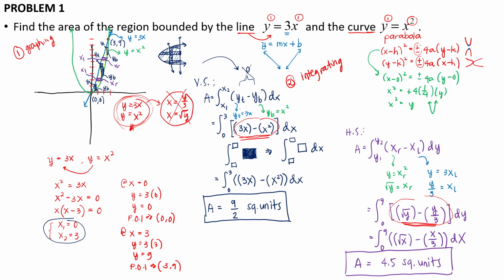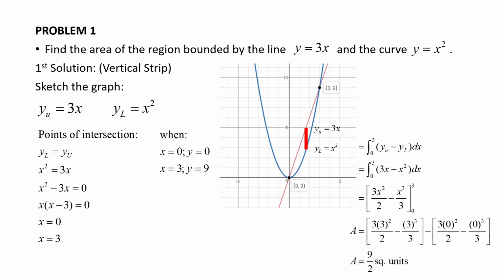All right, any further questions? Okay, if there's none, we can now proceed. So this is the solution, 9 over 2.